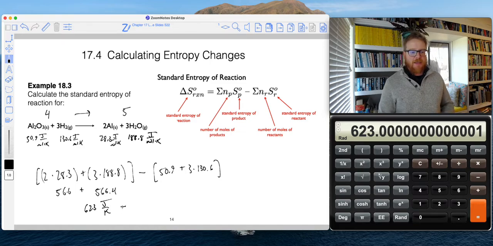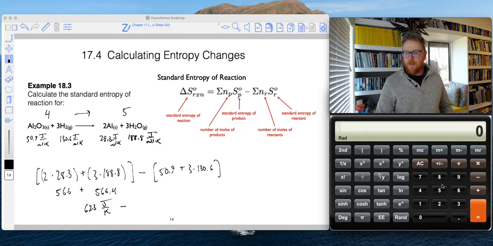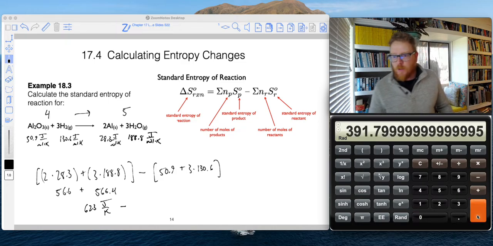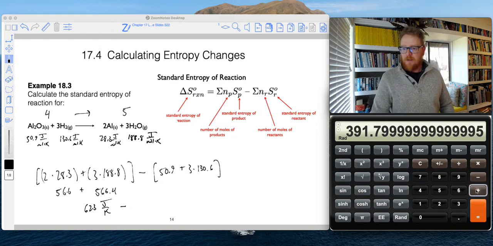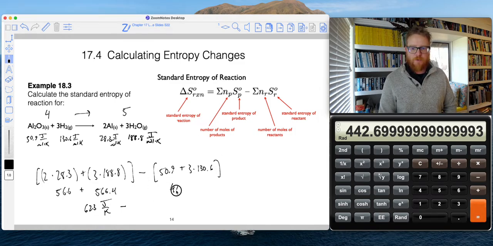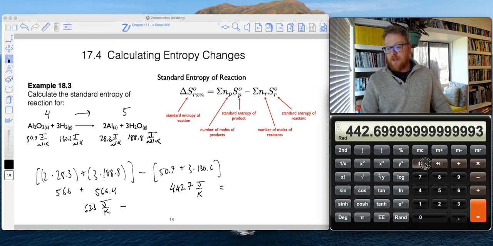And then now minus, and of course I'm going to have 50.9. And so let's say 3 times 130.6. Okay, and that's 391.8 plus 50.9 equals 442.7 joule per Kelvin. And you can see when I subtract those, I am going to get a positive number.